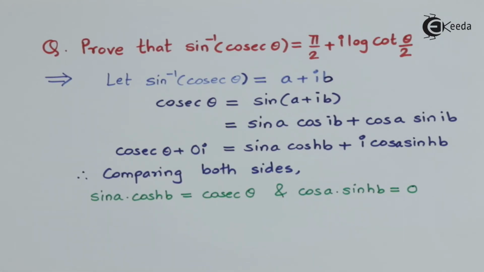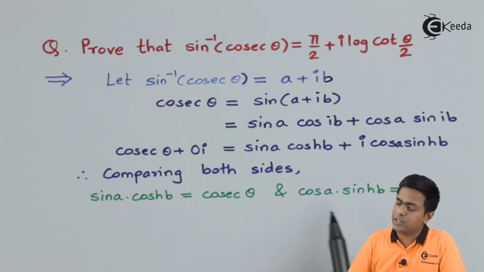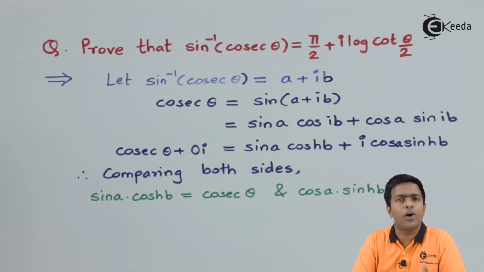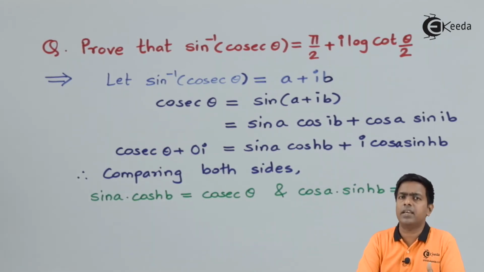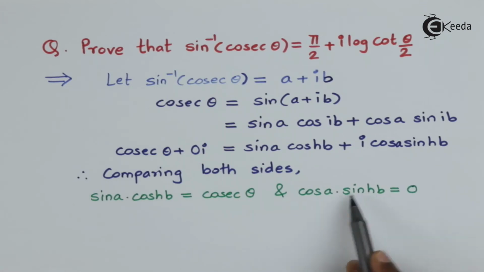Now guys, let's solve these two equations and find out the values of a and b. If you observe the second equation, cos a into hyperbolic sine b is 0. So when can we get 0? There are possibilities like cos a can be 0, because 0 into hyperbolic sin b is equal to 0, or hyperbolic sin b can be 0, or both terms can be 0. Now let's check what can be the right possibility. First of all, I am saying hyperbolic sin b is 0. So I'll write it over here.